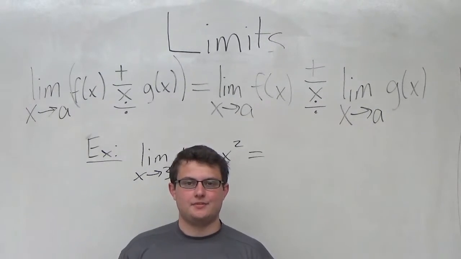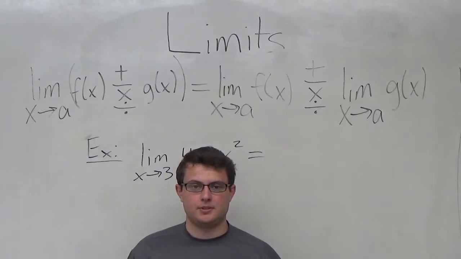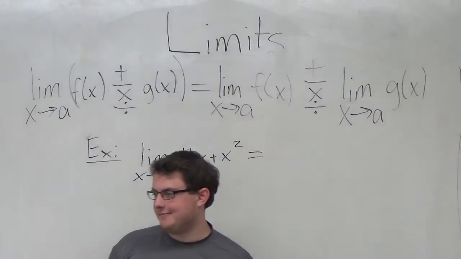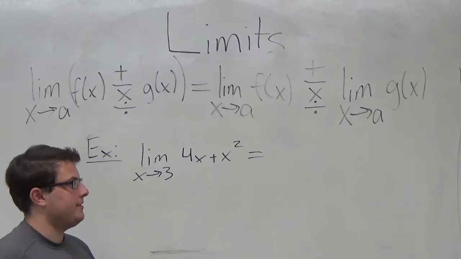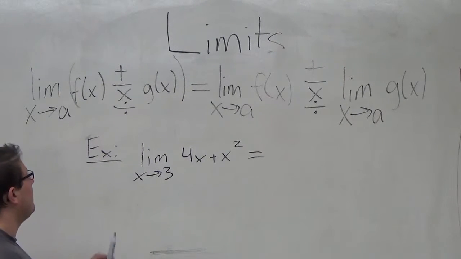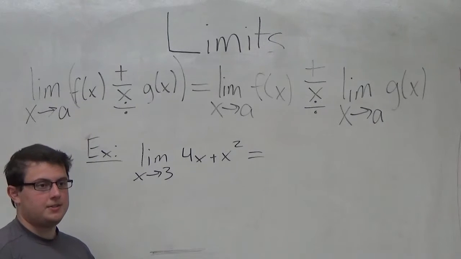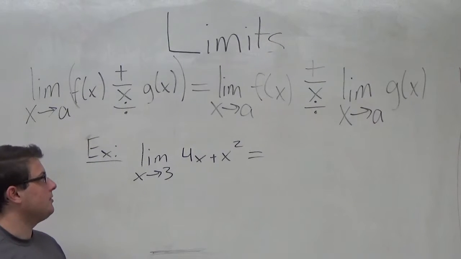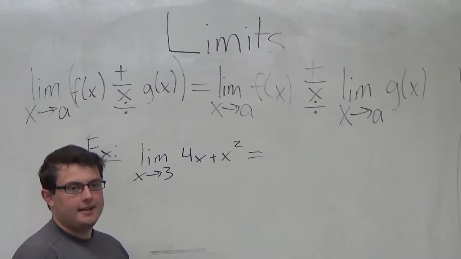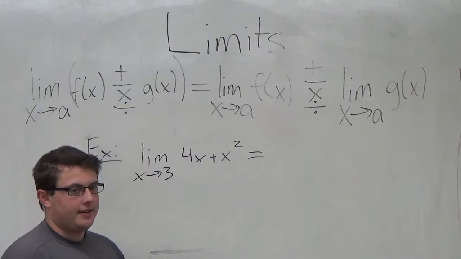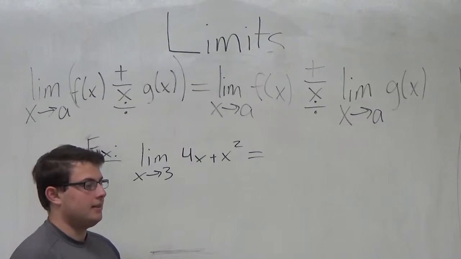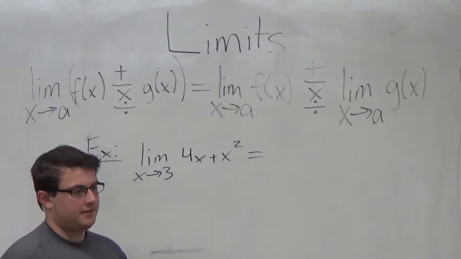Hi guys, in today's video I'm going to cover some basic limit rules, and I have one of the biggest rules written up now on the board, so let's just take a look at it. The rule I have written down is the limit as x approaches a of f of x plus, minus, times, or divided by g of x equals the limit as x approaches a of f of x plus, minus, times, divided by the limit as x approaches a of g of x.